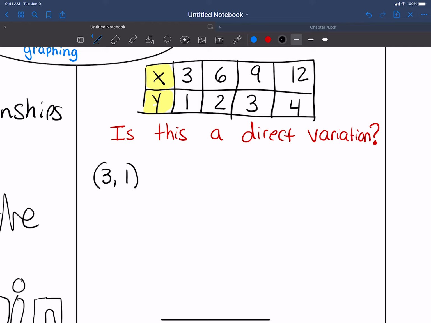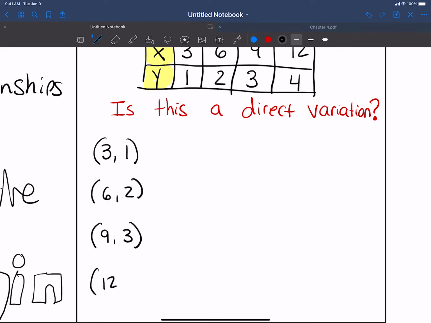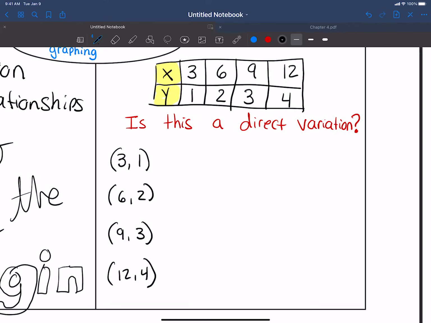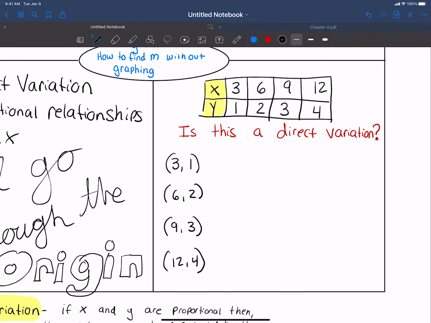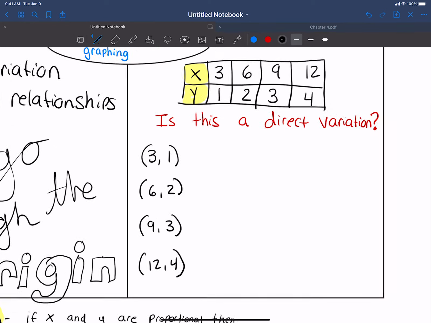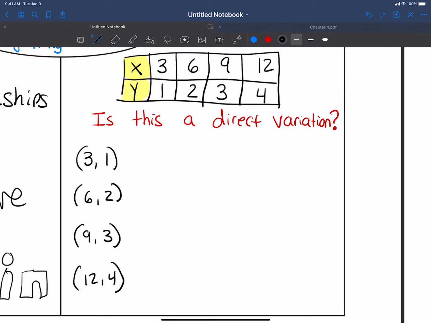What's the next coordinate? 6, 2. Okay. Go ahead and list them all for me. 9 comma 3, yes. If you look at it, the slope is 1 over 3. We'll talk about that in a second, okay? Hold that thought. My question is, is this a direct variation?